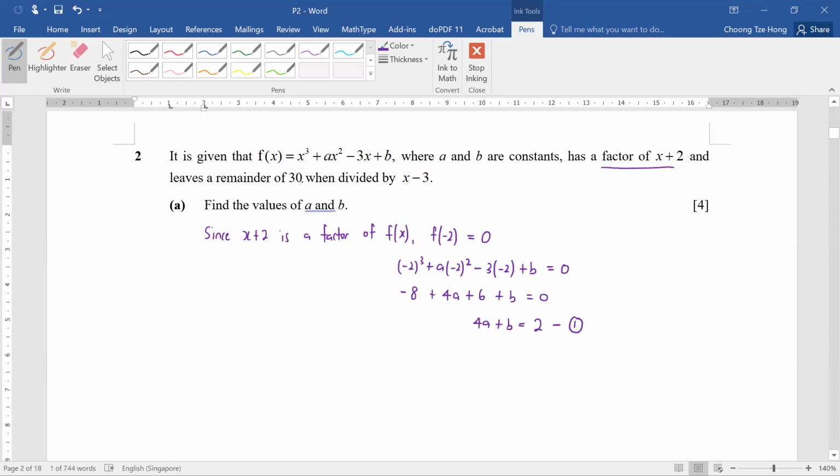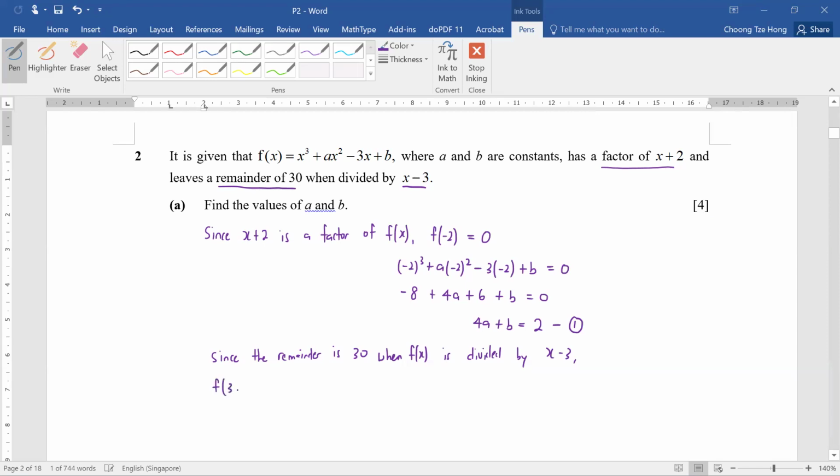The polynomial f(x) also leaves a remainder of 30 when it's divided by x minus 3. When you divide by x minus 3, the remainder is going to be f(3). So in this case, f(3) is going to be equal to 30, since they say that the remainder is 30. Let's formulate the second equation. Since the remainder is 30 when f(x) is divided by x minus 3, let's write over here.